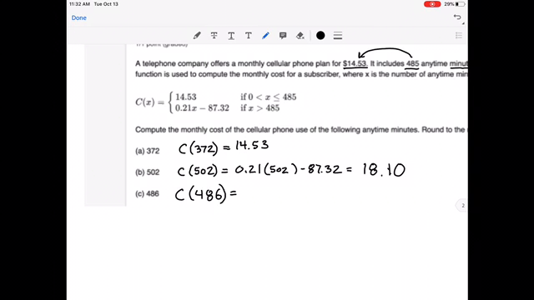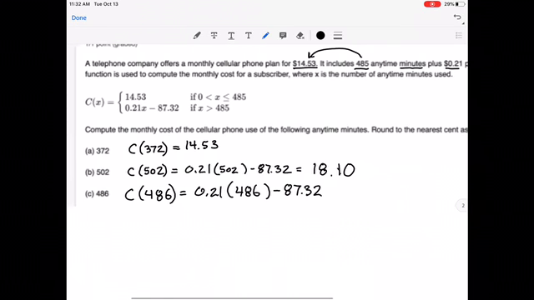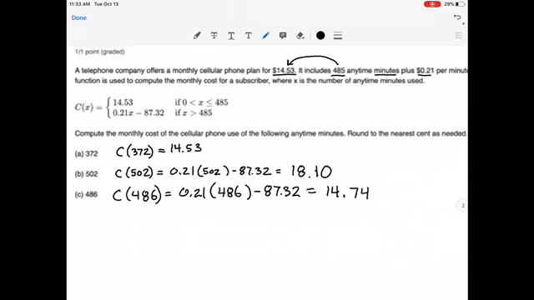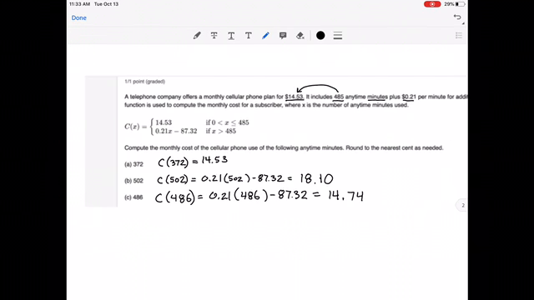You talk greater than that, then we've got to charge you for any additional minute, even if it is 1 extra minute. So we'll use the second piece of the function again, but this time 486 is our x. We still need to subtract the 87.32. That's part of the second piece of the function. And using this in a calculator, we find that they will pay $14.74. And that's what they're going to pay.